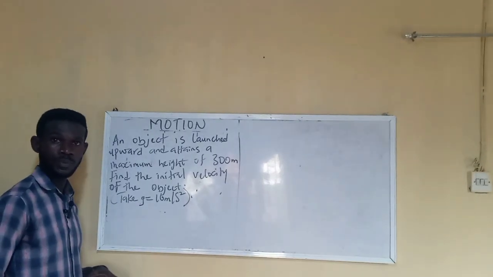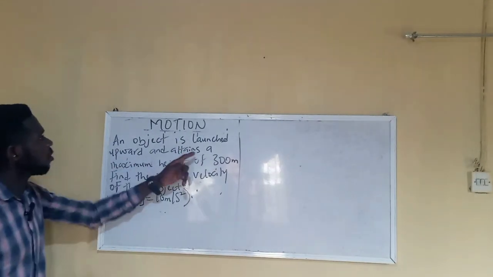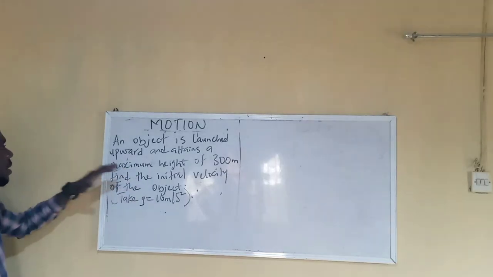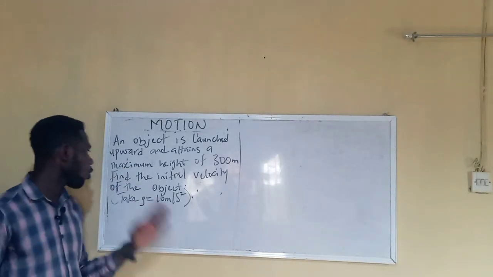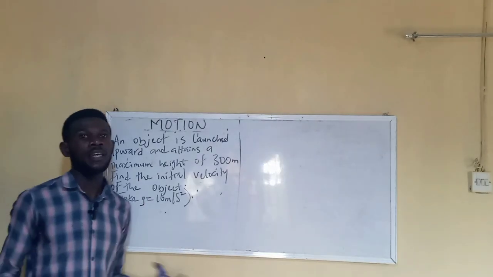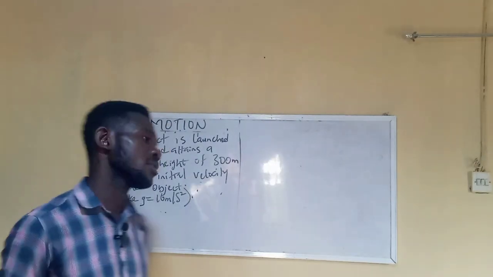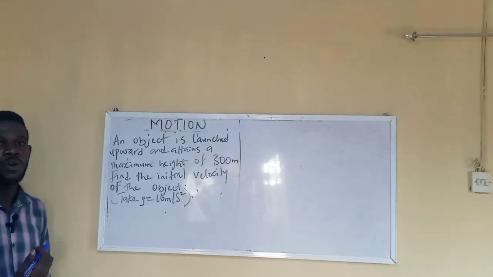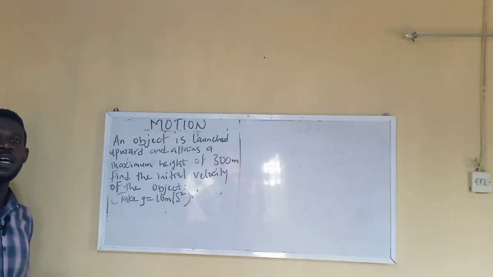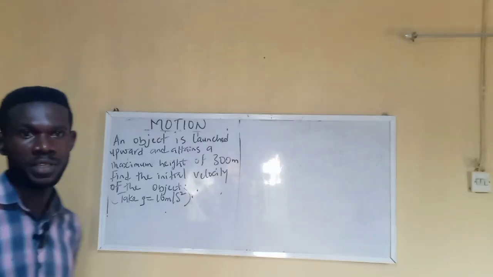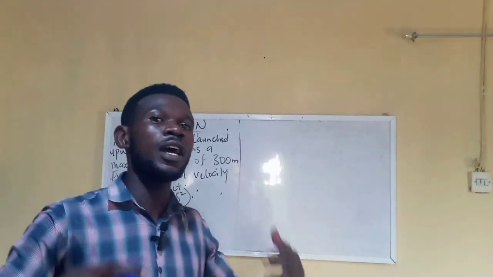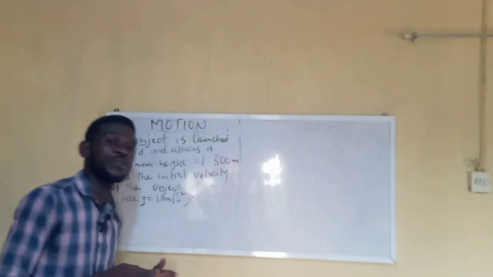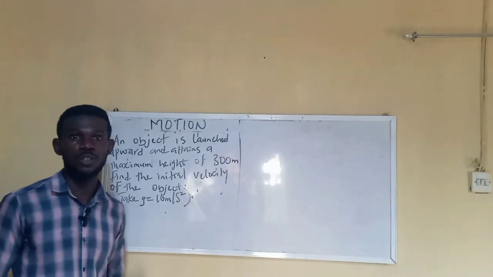For example, an object is launched upward and attains a maximum height of 300 meters. Find the initial velocity of the object. Now, how are you going to attempt this question? First of all, the most important thing is to write out the parameters and look for the missing parameter, so it makes you understand which of the equations of motion you should actually work with.